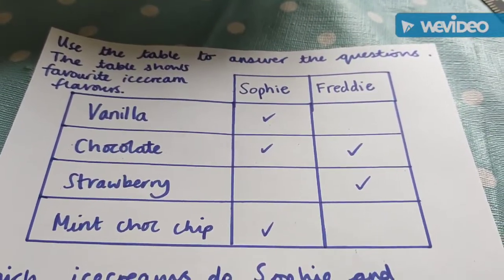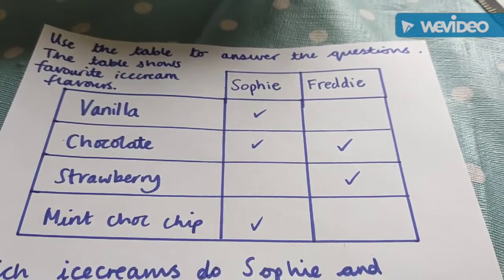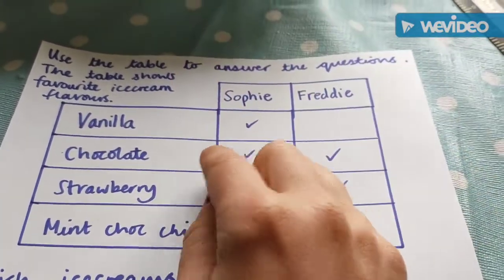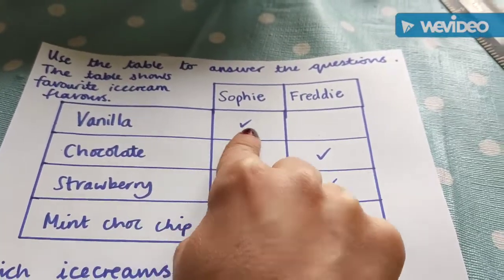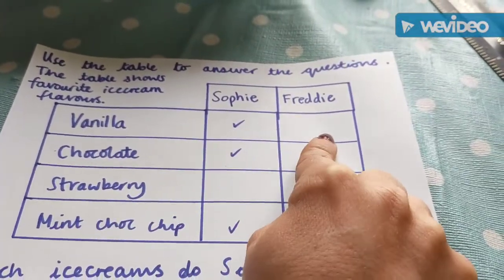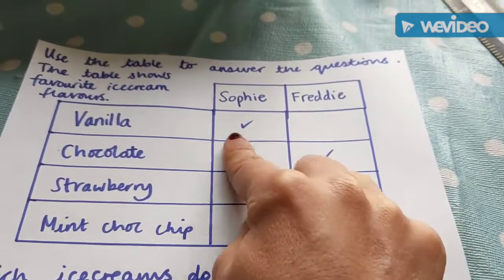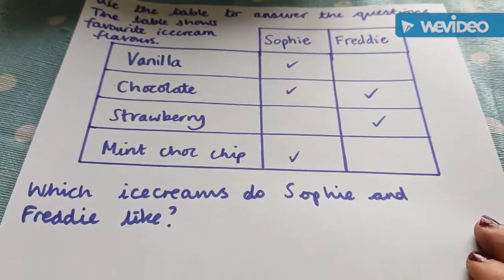So what we're going to do is we're going to answer some questions. And a good way as well is to use your finger. So if you're trying to read across, you think, okay, vanilla. Does Sophie like vanilla? Yes. Does Freddie like vanilla? No. So would you use your finger to help you when you're answering these questions?